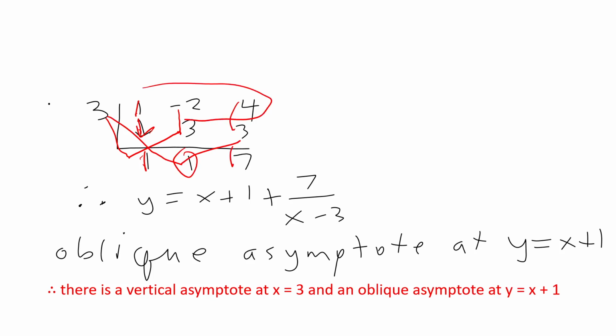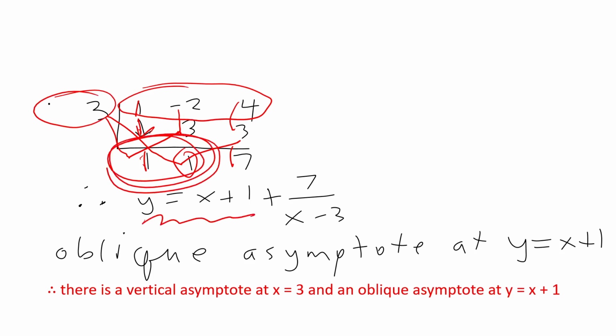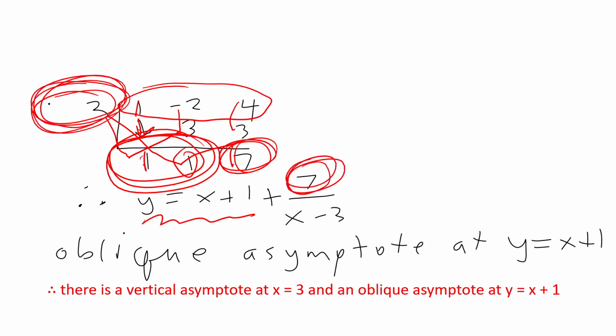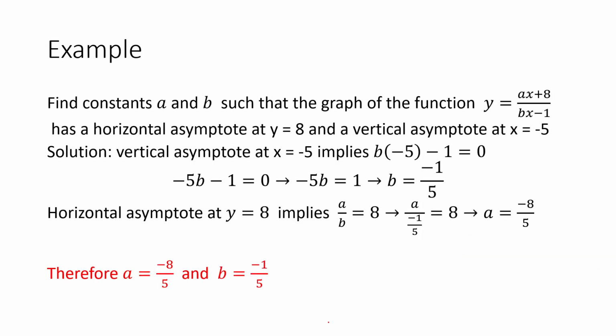Since this was degree 2 and this was degree 1, our result will be degree 1, so 1x plus 1. But then we'll have that remainder of 7 over whatever that part represented, which is x minus 3. And so that means our oblique asymptote will be at y equals x plus 1. We already established where our vertical asymptote was.